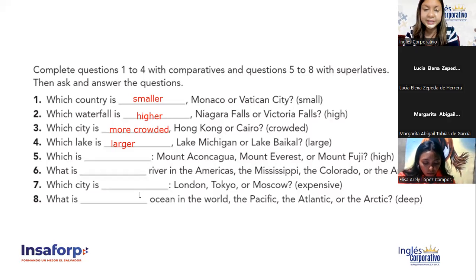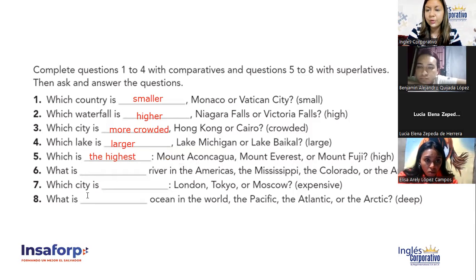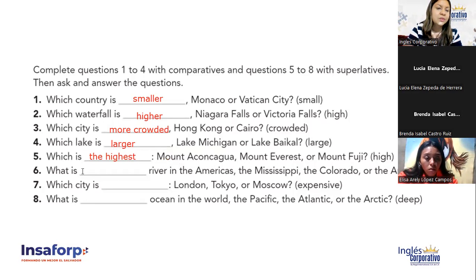Okay, number five. We have three options: Mount Aconcagua, Mount Everest, and Mount Fuji. Which is the highest? The highest. So when we compare three or more, we use the superlative form. So which is the highest? It's your homework. Okay. What is the longest river in the Americas? The Mississippi, the Colorado, or the Amazon? Which is the longest river? I think we know.